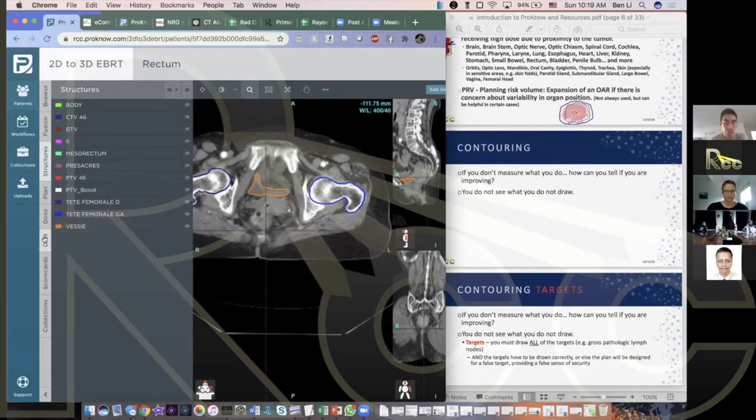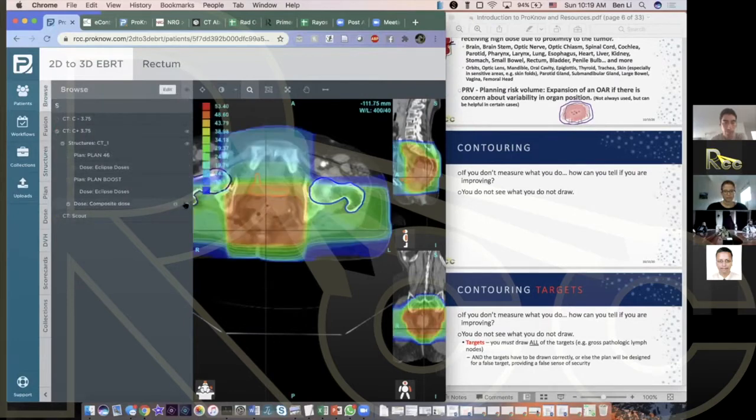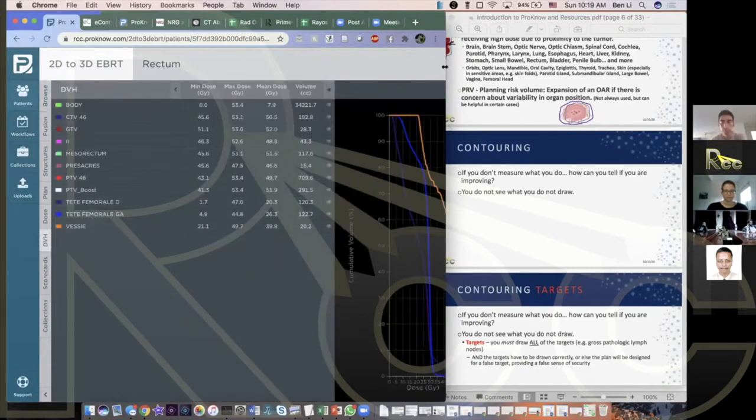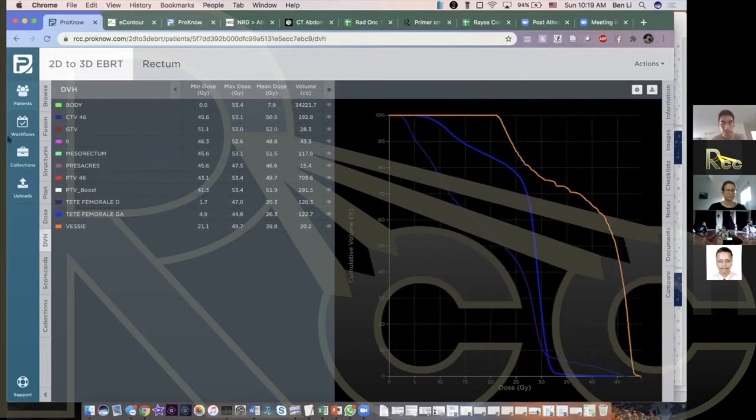So if we look at the DVH, remember we had our dose. The DVH is going to show us what dose the structures that we drew are getting. In this case, we can see the orange line is the DVH curve for our bladder. And we can see here on the left that the maximum dose was 49.7 gray. The average dose was 39.8 gray. And our bladder was drawn to be 20.2 cc's.